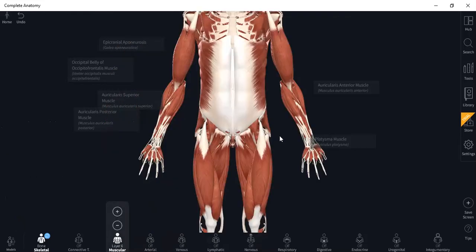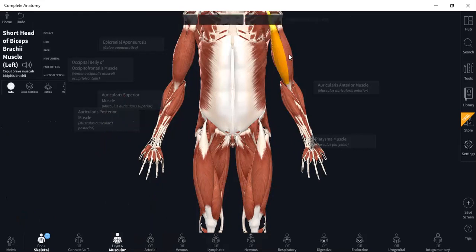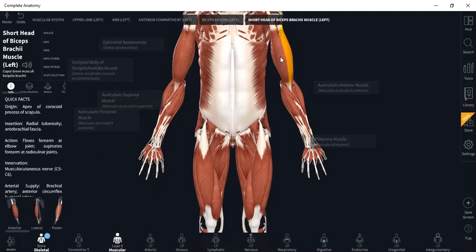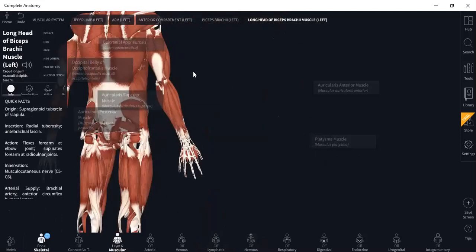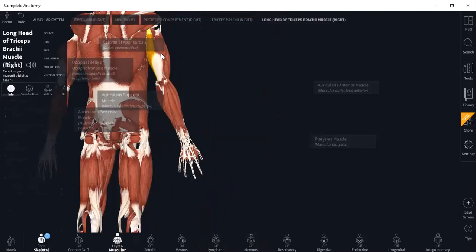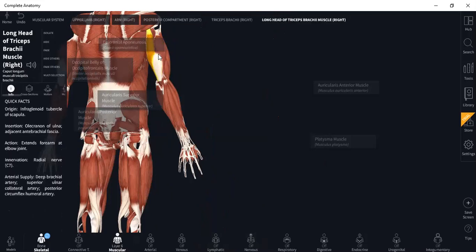Flexion of the forearm at the elbow is performed by biceps brachii. Extension of the forearm at the elbow is performed by triceps brachii.